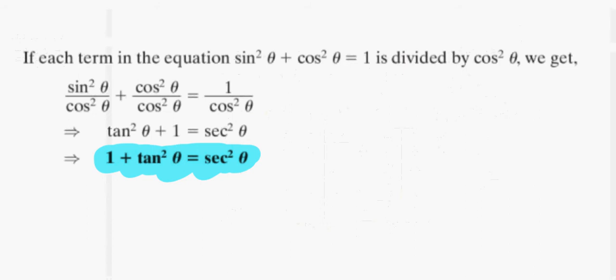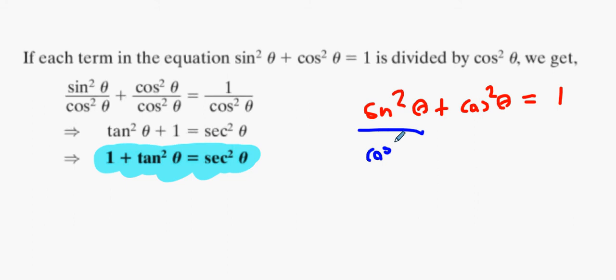Okay? So, let's figure this one out. You start off with sine squared theta plus cos squared theta equals 1. And what you notice is you have tan squared theta. So the way to learn this off is divide both sides by cos squared theta.